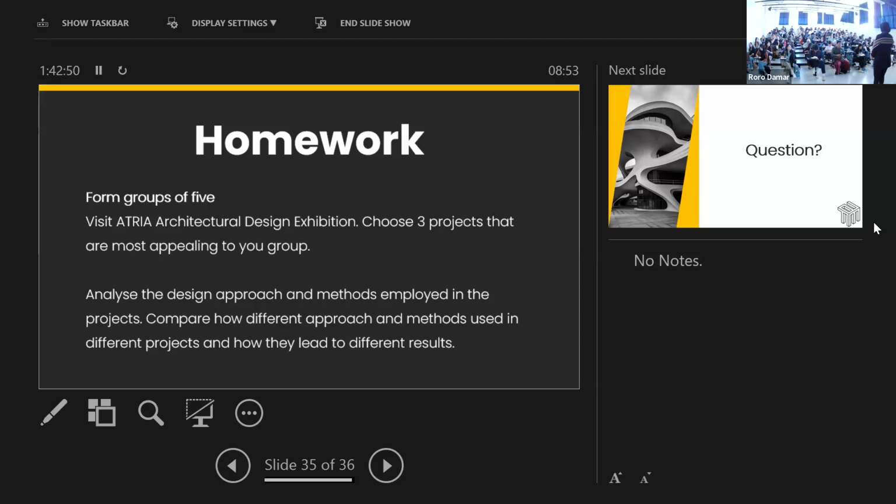Okay? And the level of depth of the discussion can be varied, depend on how deep you can have a discussion among the groups. Of course, if you can analyze deeper, the mark will be better. Yeah. Okay. Anyone have a question? Yeah, Mas?